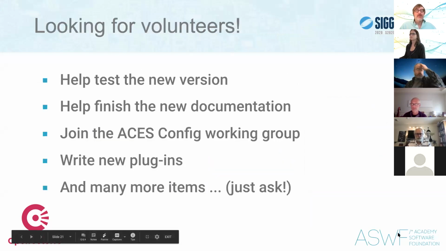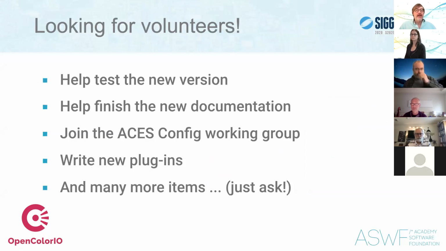Next slide. So we're looking for help and volunteers, first of all, to test the new version. We're also looking for people to write tutorials and review the documentation and let us know if there are things that they'd like to see added. There is a new version of the ACES config for OpenColorIO underway that will take advantage of the new features in the library to improve the accuracy, to improve the user experience for artists, and to make the config more compact. And so if you're interested in that, we encourage you to get involved.